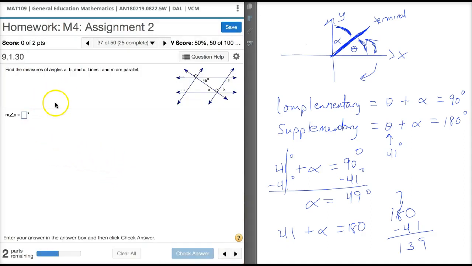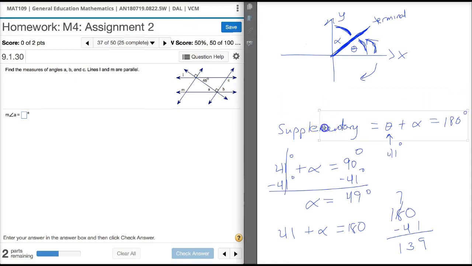For this one, it's a little different, but it still has something to do with complementary and supplementary angles. For this figure here, we're asked to figure out what angle A, angle B, and angle C are. The first thing that we want to realize here is that we have what are called alternate interior angles. I'm going to erase here to illustrate what that means.